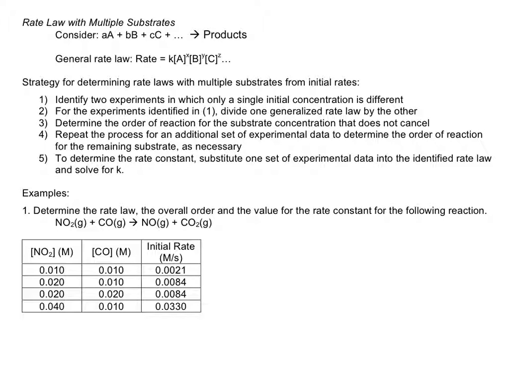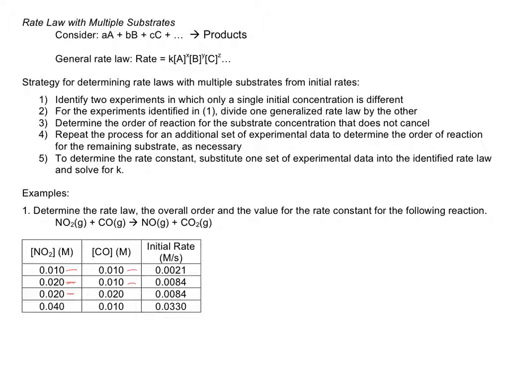So here, for example, we have the concentration of NO2 doubles from here to here, but the concentration of CO doesn't change. So the concentration of CO isn't changing and therefore is not affecting how the rate is changing, and so you can use these two concentration measurements to figure out what the order is for NO2. Similarly, you can use the one that's here and the one that's here because they don't change for NO2. Then you can use those to figure out the order for CO.